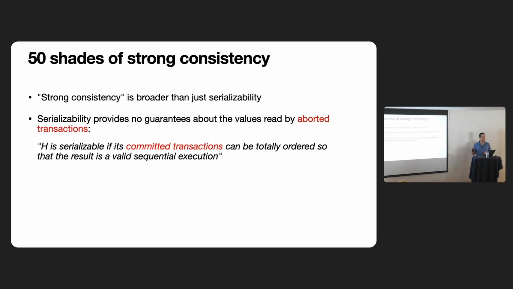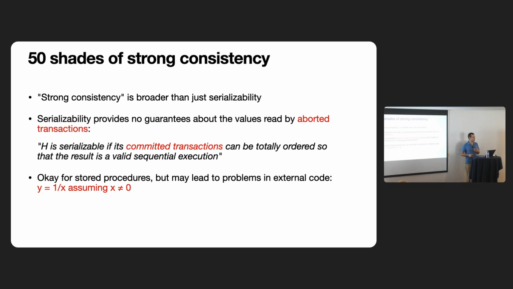The definition says that a history is serializable if the committed transactions are such that you get a valid sequential execution, right? It says nothing about aborted transactions. So in principle, the database can just feed complete rubbish into transactions, as long as it aborts them later. And this is sometimes okay. For example, with stored procedures, because then the database has complete control over transaction execution. So if something wrong happens, it can always abort the transaction.